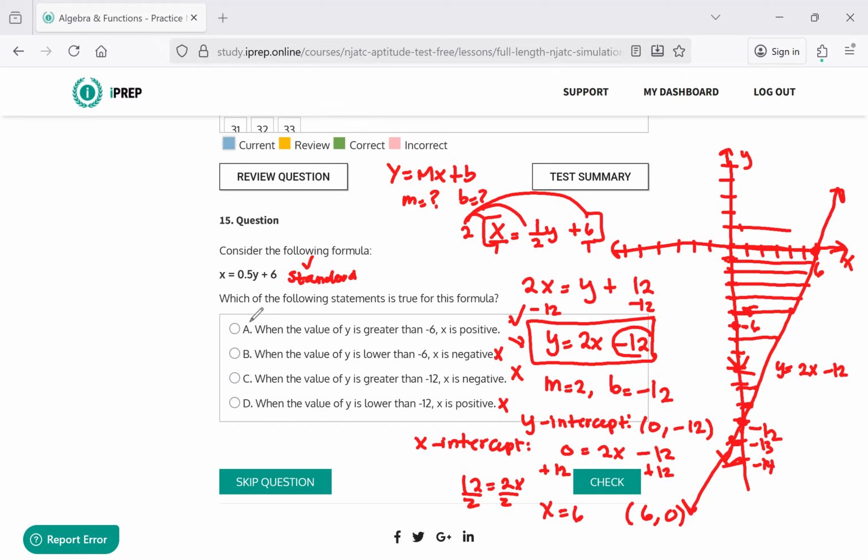So the only one that is true is A. So in this one, we had to draw the graph, and then we have to evaluate the graph. Because if you plug in values, there are some that might be partially true, so that's why we can't just plug in values like in the other ones.